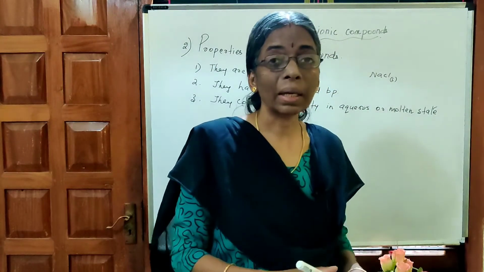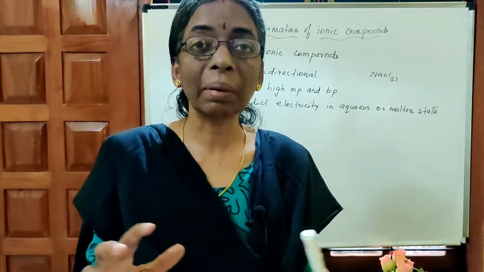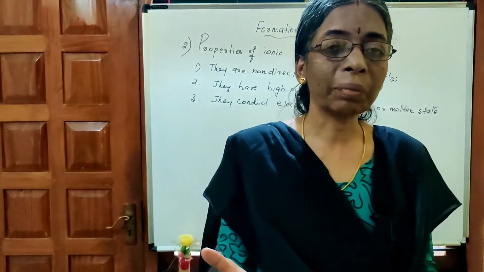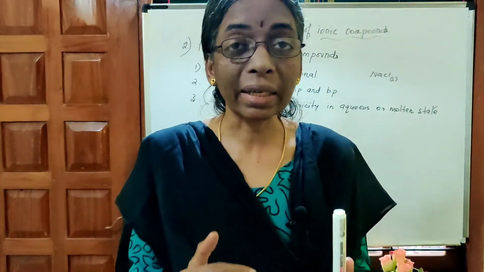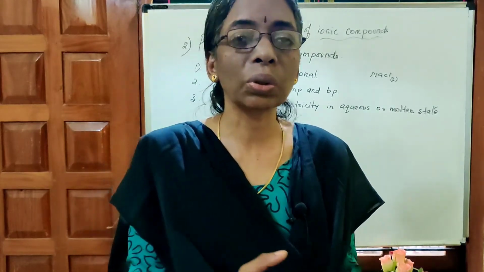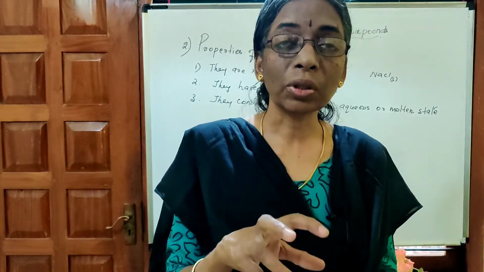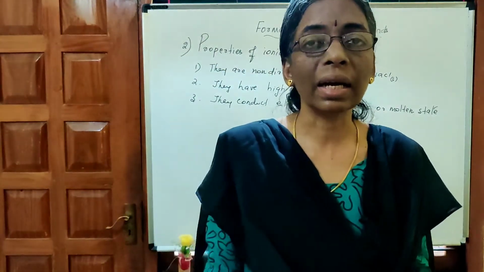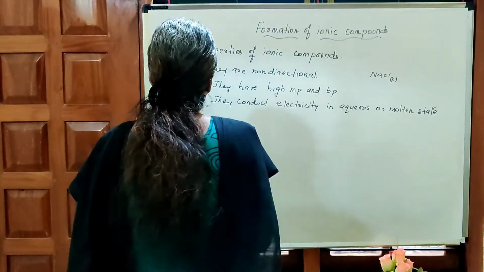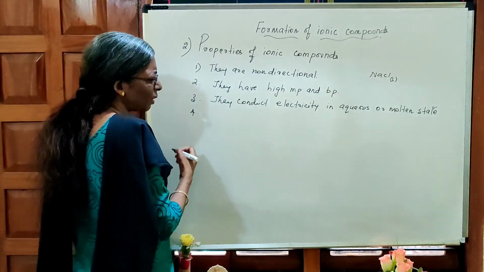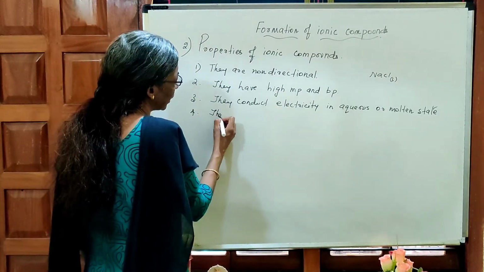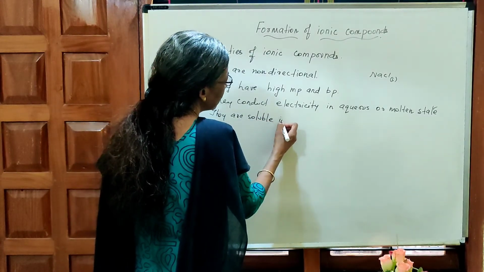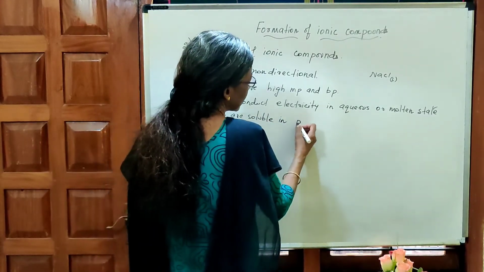Na plus and Cl minus are separated and ions are formed. When you pass current, cations go to the cathode and anions go to the anode. So positive and negative ions are produced, and as a result they conduct electricity. Fourth point: they are soluble in polar solvents.